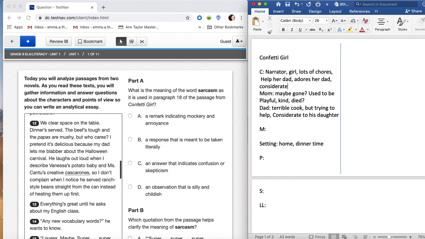It seems like she really wants to make him happy. Like she's eating tough meat and cold beans, but she's not saying anything. So maybe under motivation, the narrator, what is she motivated by? She wants to make her dad happy.